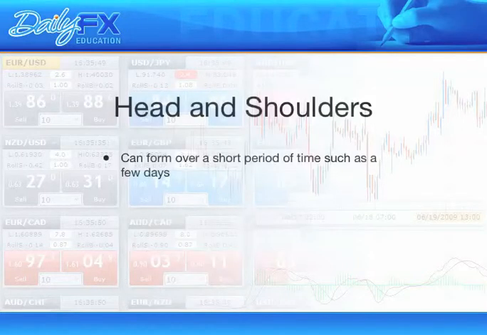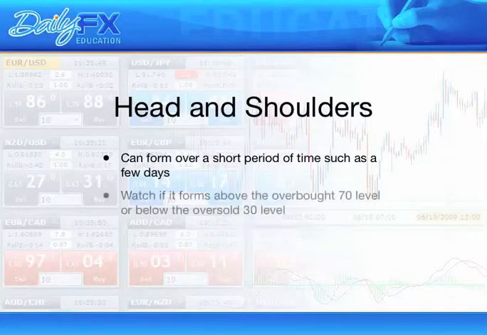A head and shoulders formation can form over a very short period of time, such as a few days. In this case, a minor top in the pair is likely. This pattern should be watched carefully if it forms above the overbought 70 level, or the inverted head and shoulders forms below the oversold 30 level.